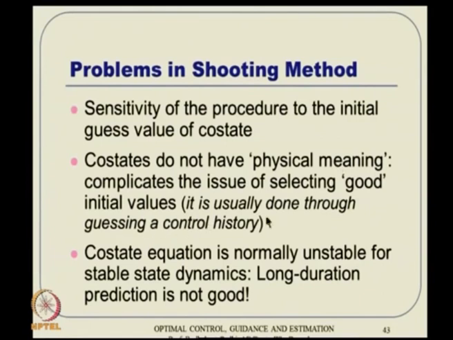That is why it is usually done by guessing a control history. So, we guess a control history from T naught to Tf, and we have x naught. We go forward with that control history, find out lambda f from the boundary condition, and integrate the co-state equation backwards to come up with a lambda 0 value.